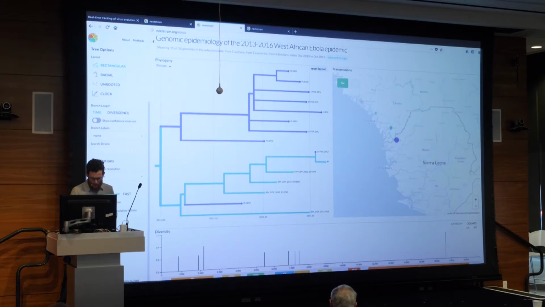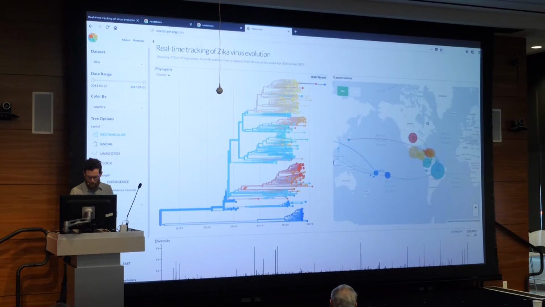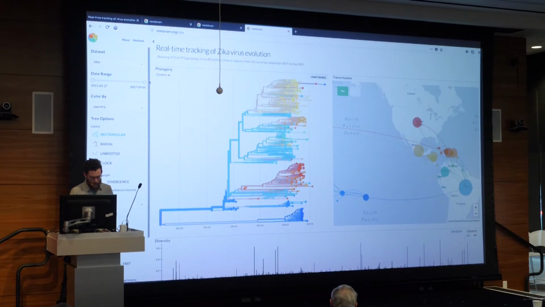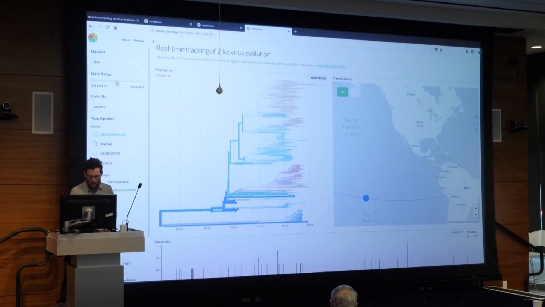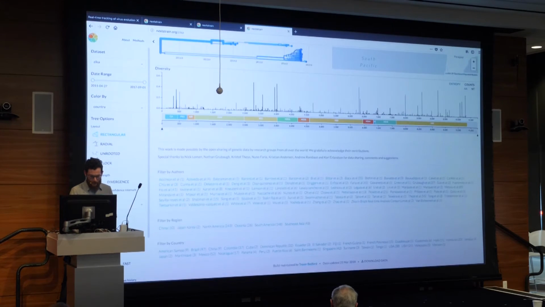So that's roughly Ebola. For Zika, we get a similar picture where we see spread of virus from French Polynesia into the Americas. We can, again, rewind time, and see spread from French Polynesia to Brazil, Brazil to the Caribbean, to Central America and onwards.